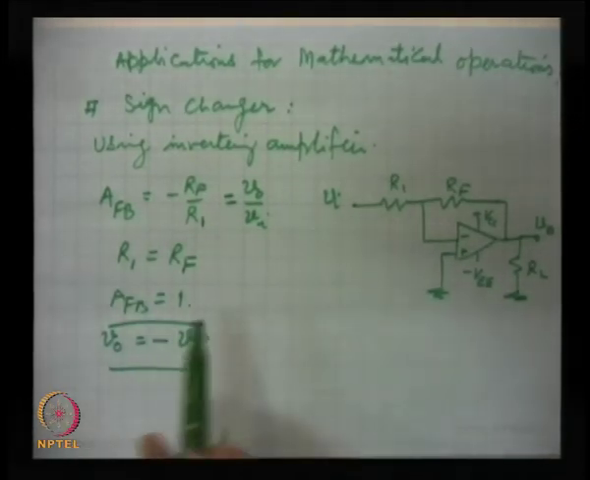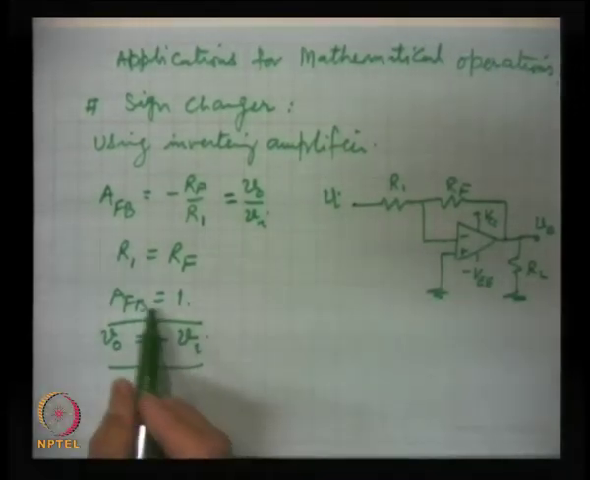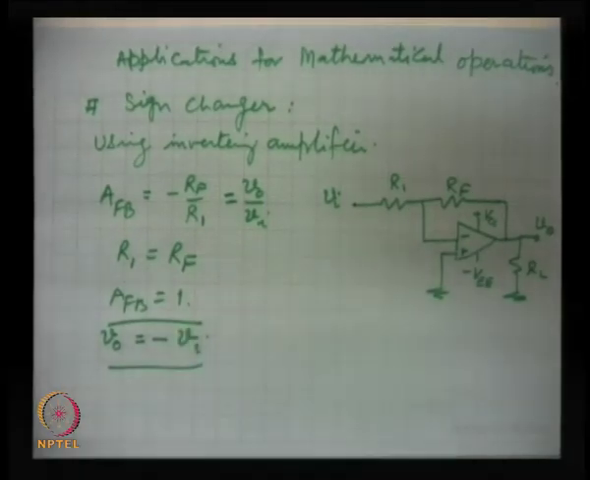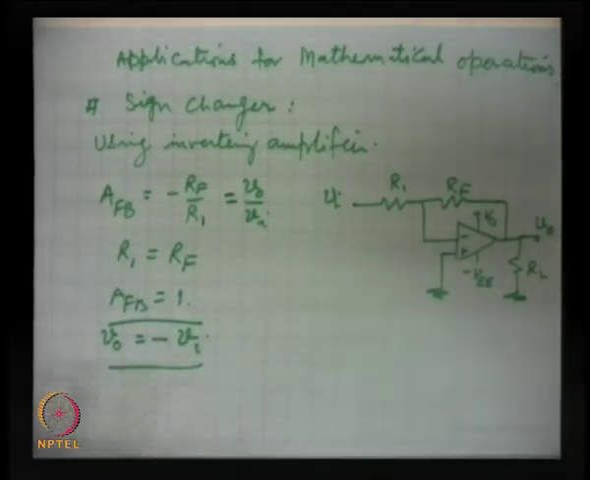And these two will be of identical magnitude because gain is 1. So, the sign has been changed. So, if we want to change the sign, let us use an inverting amplifier with unit gain, then it can act as a sign changer.